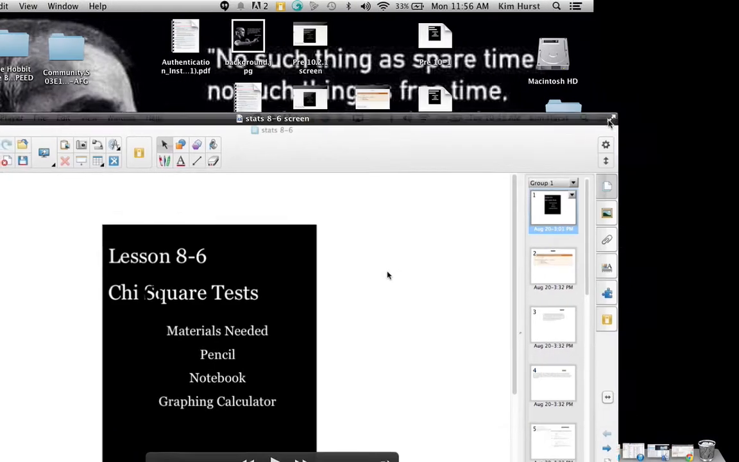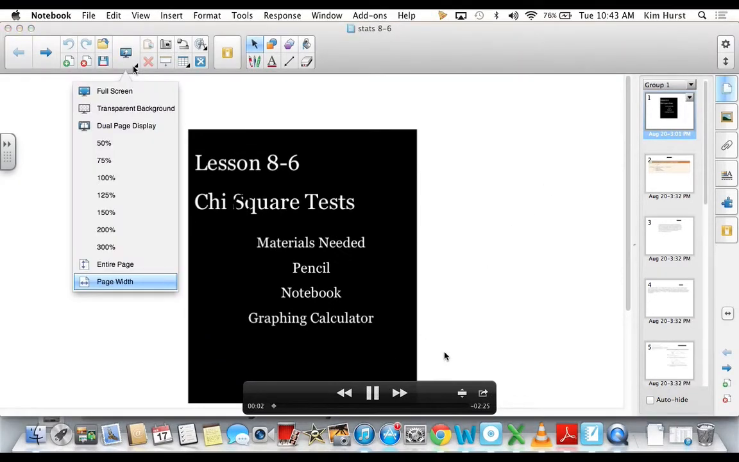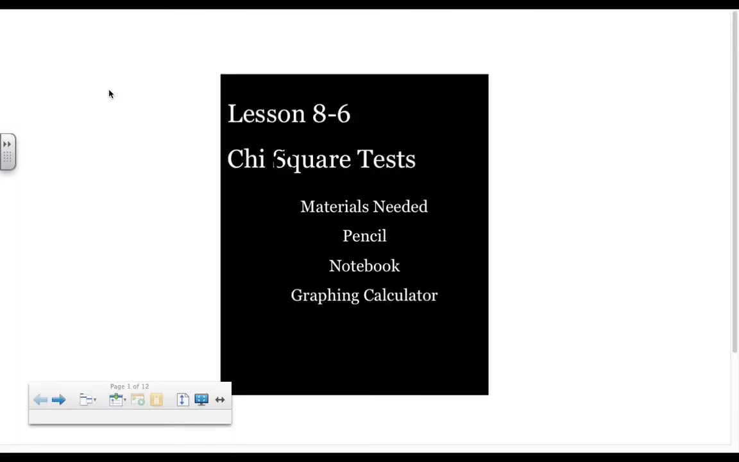All right, chi-squared. Testing variances and standard deviations against population variances and standard deviations. So will you be using your chi-squared charts again?